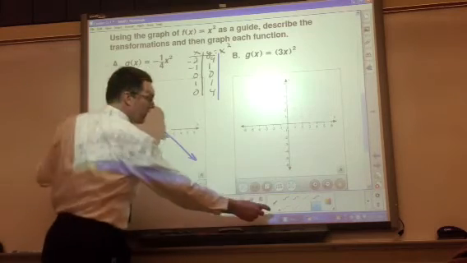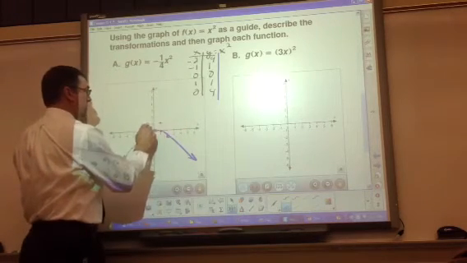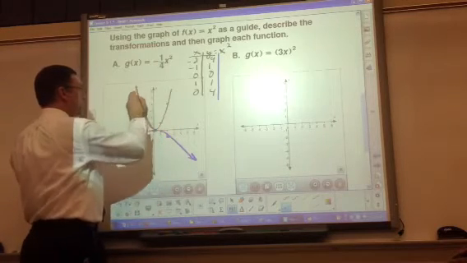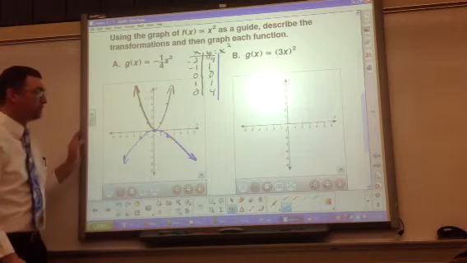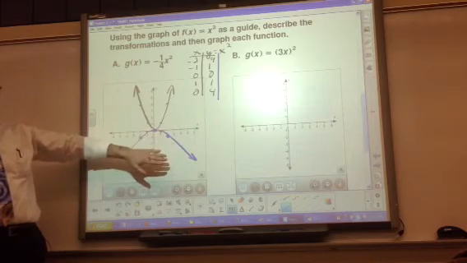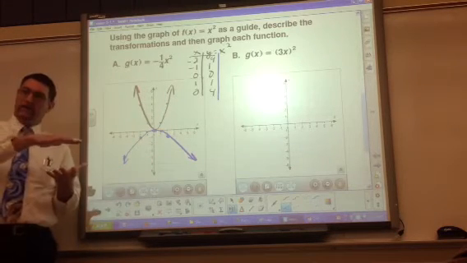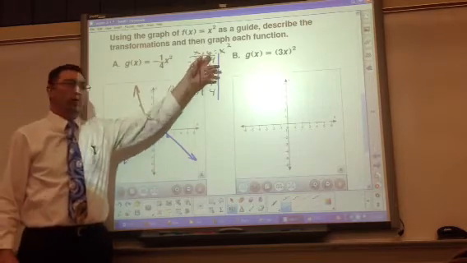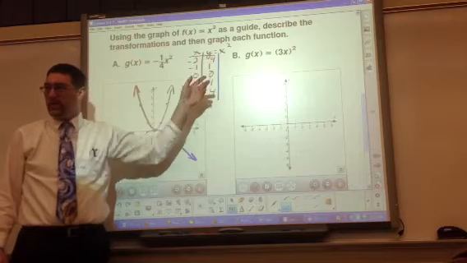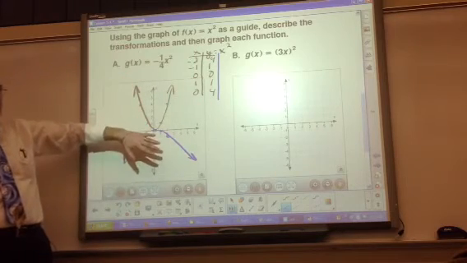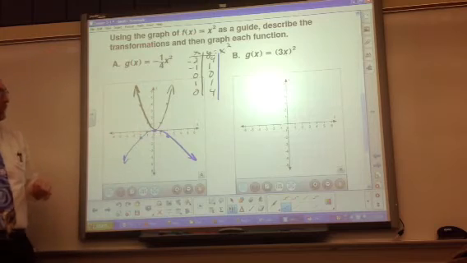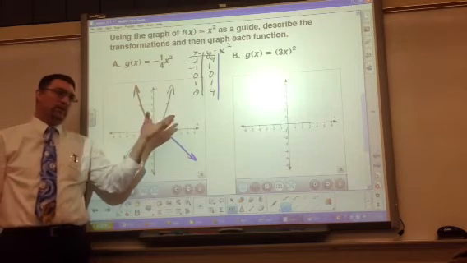So I took this graph here, took that graph there, I reflected it over the x-axis, and I compressed it by 1/4. So my y values then were only 1/4 of what they were here. Okay? So they became negative because of the reflection, and then they became 1/4 as large because of the compression.